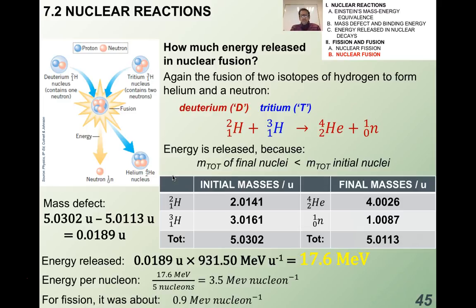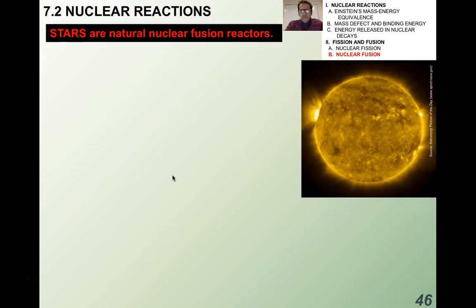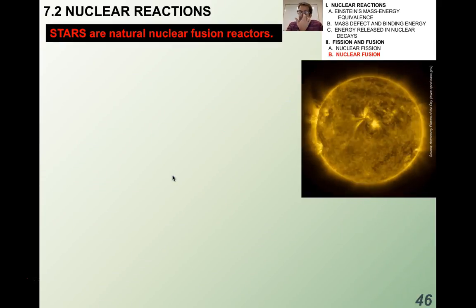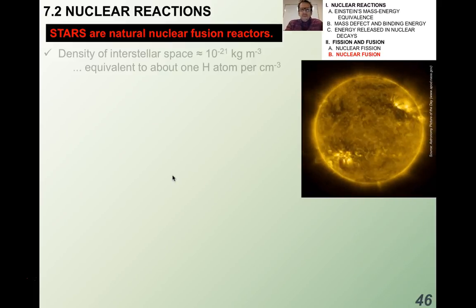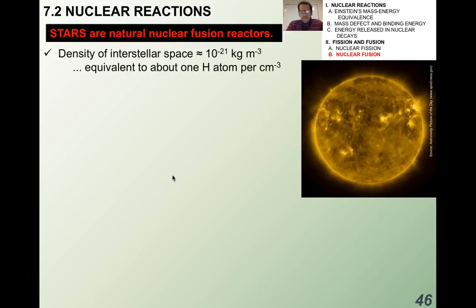For fission, it was about 0.9. So fusion would give us more energy per nucleon, but as I said before, you have to put so much energy in to heat the substances, and then you'd have to contain the plasma, that it just doesn't... It's just not cost effective. It doesn't make sense to do that. Okay. And again, as I mentioned, stars are natural nuclear fusion reactors.